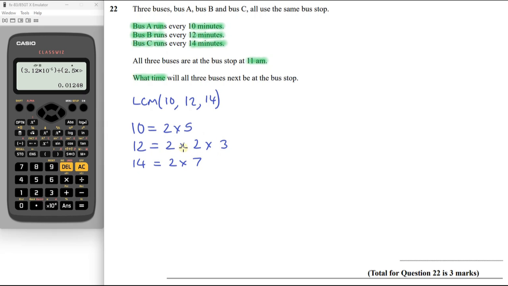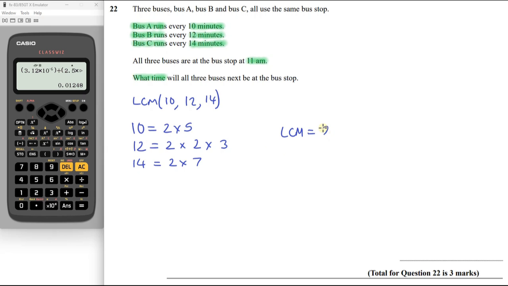So now we've written each of these numbers as the products of their primes, we can work out the lowest common multiple. Let's first of all start with 10. To be a multiple of 10, it has to be a multiple of 2 times 5.